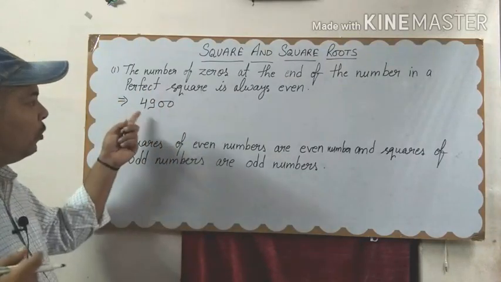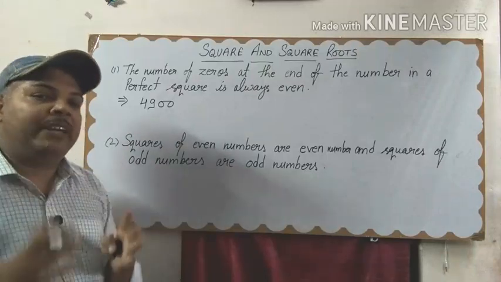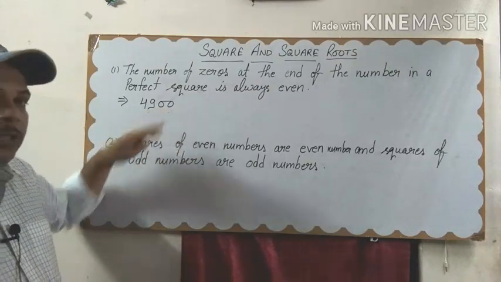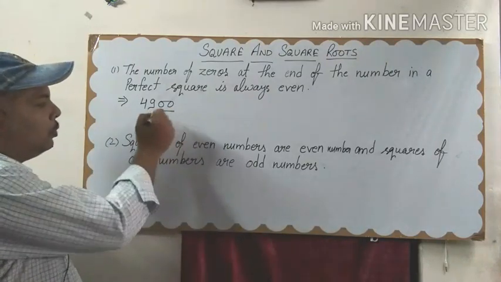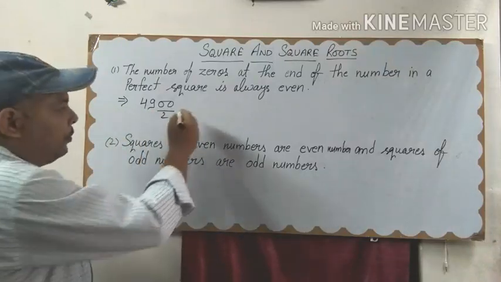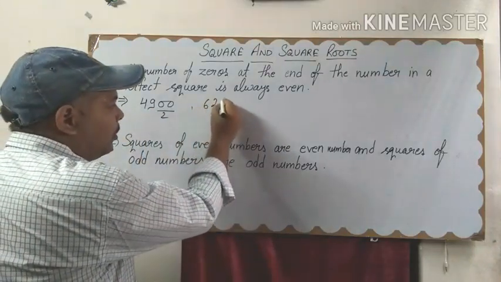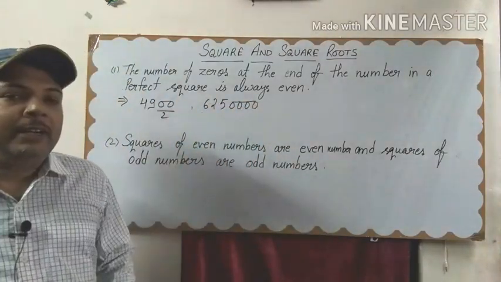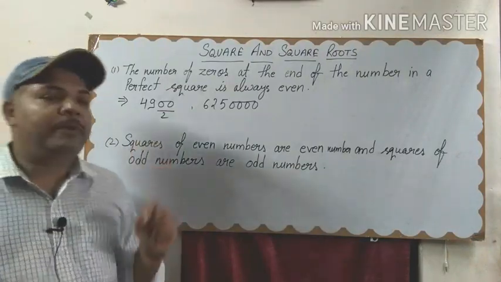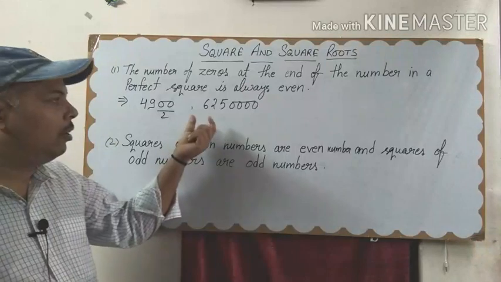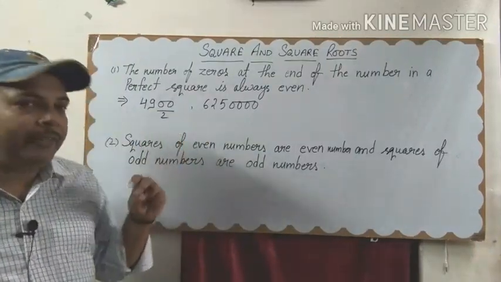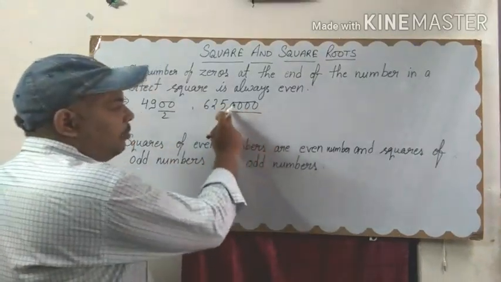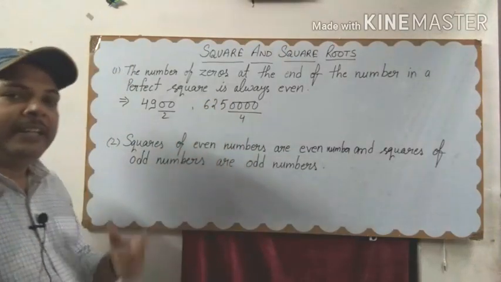See here 4,900. 4,900 is a perfect square and this is the square of 70. We know that. See here the number of zeros at the end, the number of zeros are 2. This number 62,50,000 is also a perfect square number and this is the square of 2,500. See the number of zeros here. The number of zeros here is 4, which is an even number.